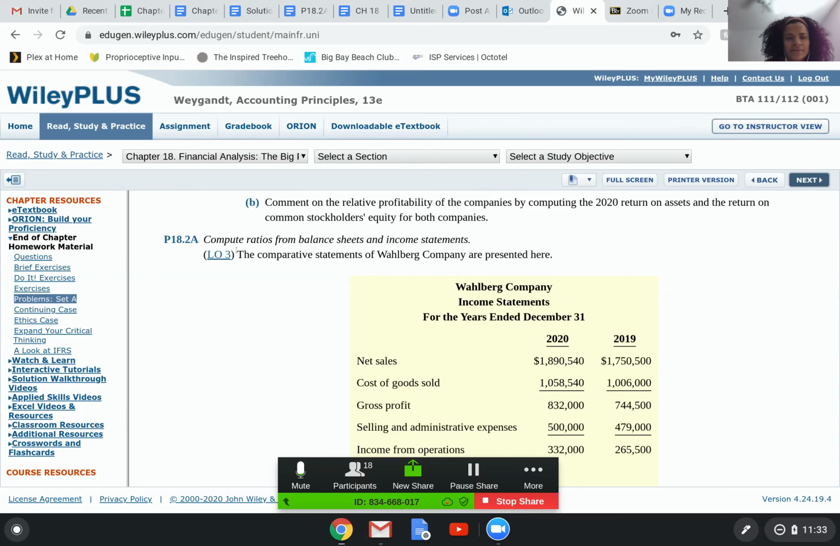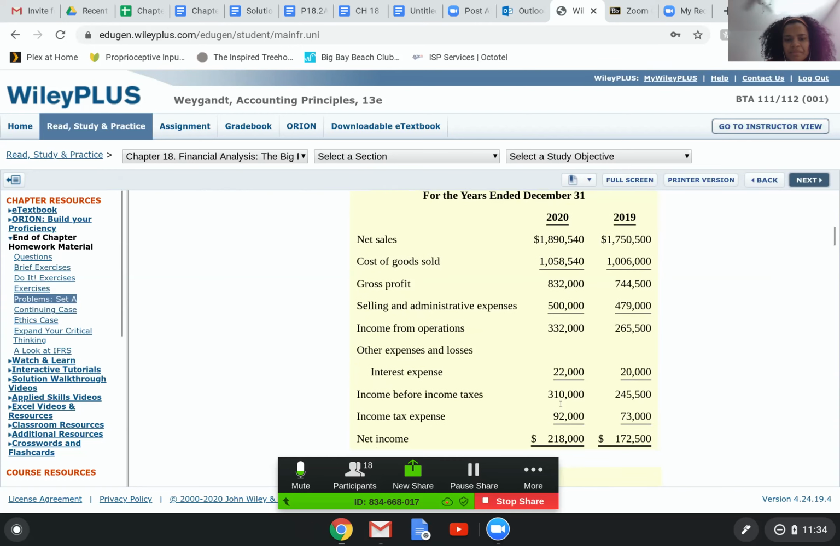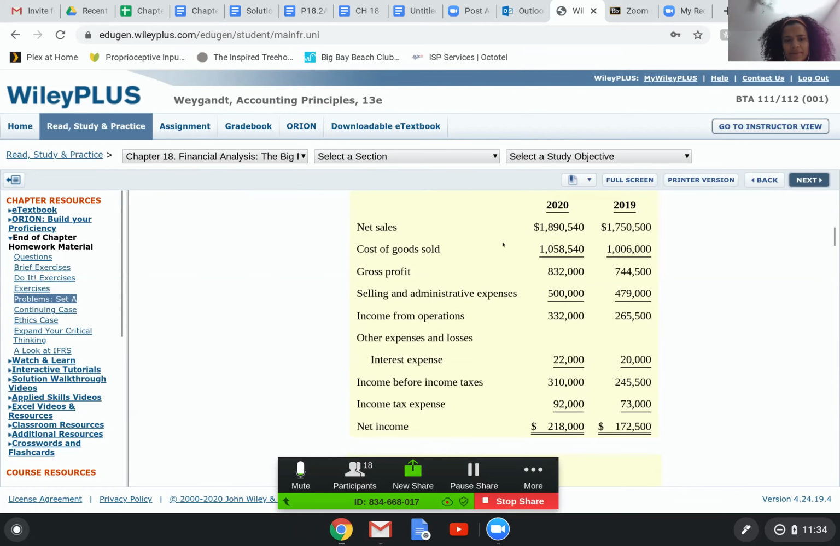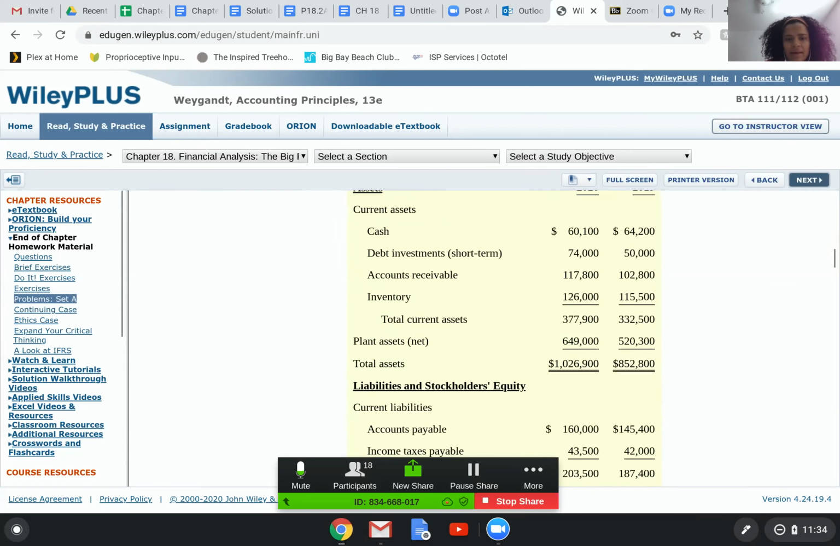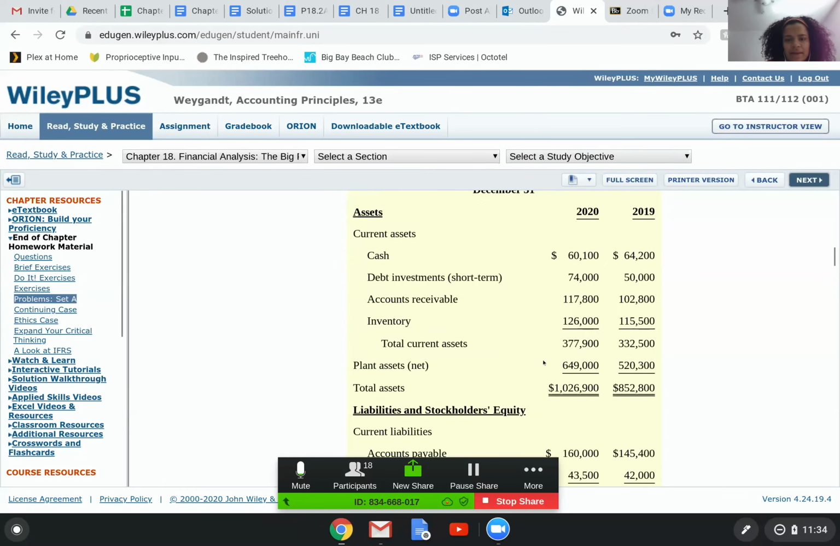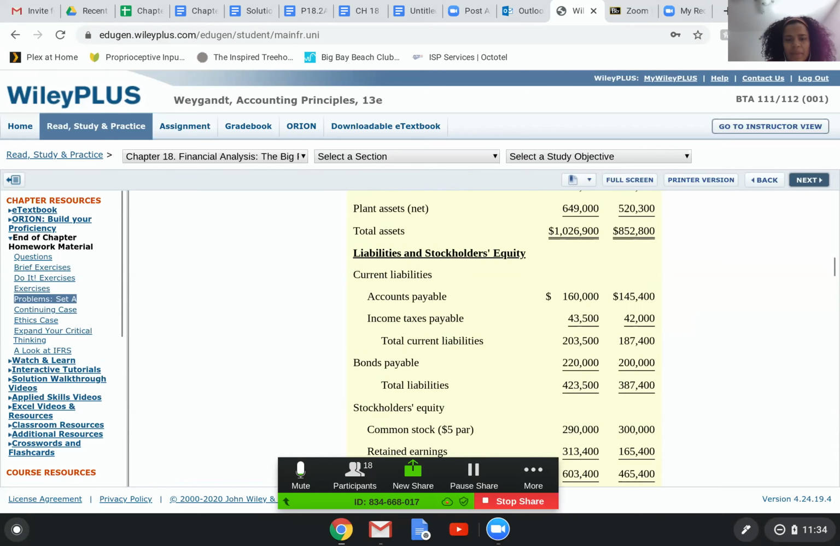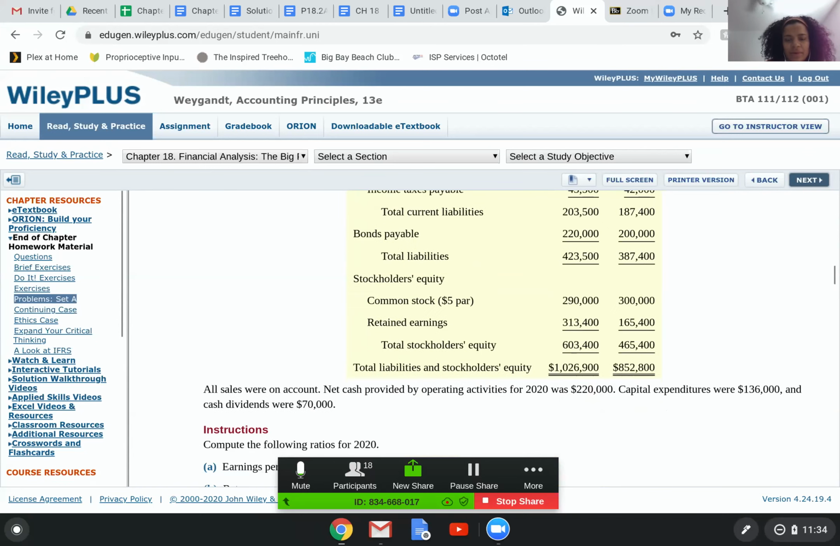It says that the comparative statements of Warburg Company are presented here. So they have an income statement. This looks familiar, right? This is what we were just doing, basically. They have an income statement with net income. They have balance sheets, two years' worth of balance sheets with all the numbers that go into the balance sheet.